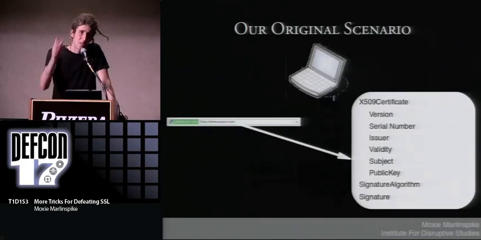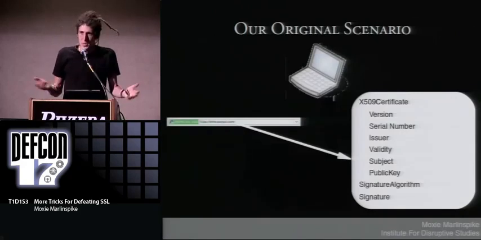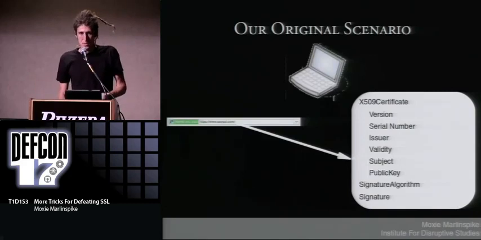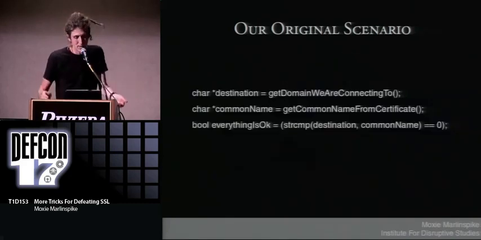The first thing the client's going to do is check the subject, right? So they look in the URL bar. We typed in paypal.com. They want to compare it to the subject in the certificate. That code might look like this. Char star destination equals get domain we're connecting to. Char star common name is get common name from certificate. And if everything is okay, strcmp of destination and common name will be the same.